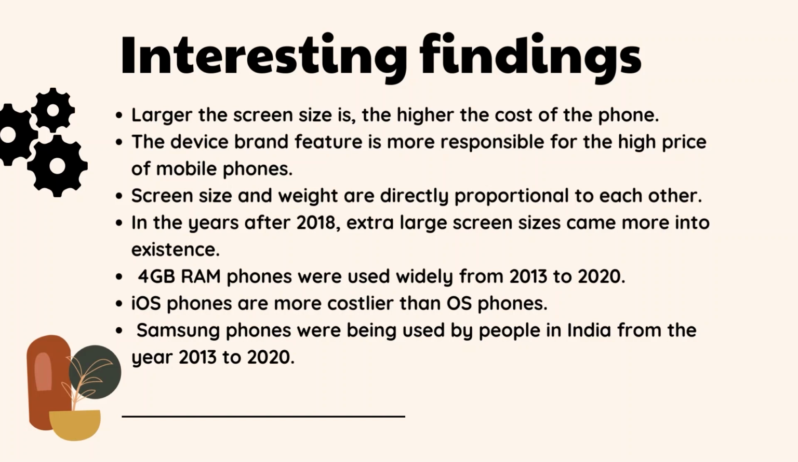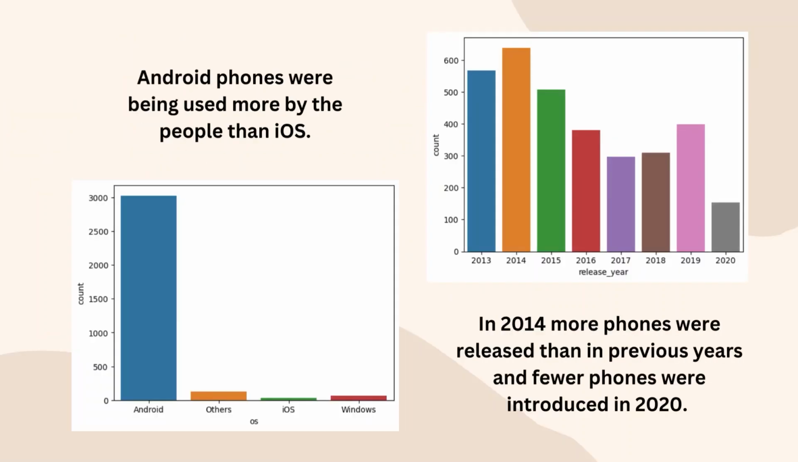Also, I got to know that Samsung phones were being used by people in India from 2013 to 2020, and you can observe this in these two graphs. In the first graph, we can see that Android phones were being used more than iOS, with around 3,000 people using Android phones and around 100 people using iOS phones. In the second visualization, we can see that in 2014 more phones were released than in previous years, and fewer phones were introduced in 2020 as an impact of COVID-19.